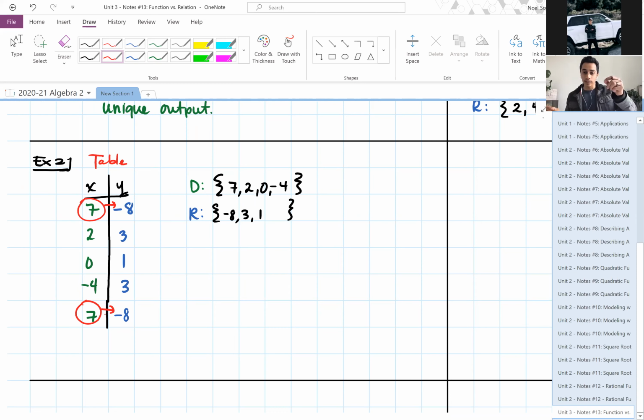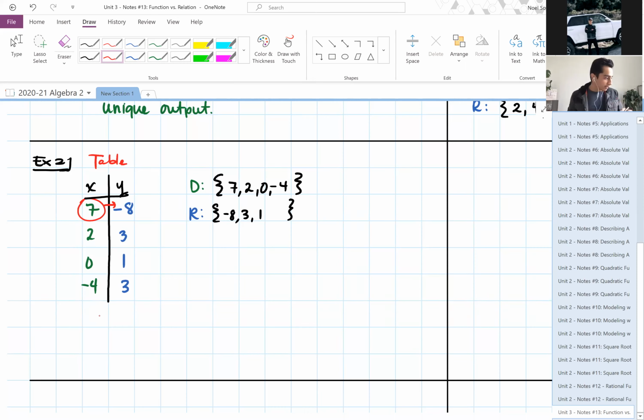When 7 goes in, it can only go to one number for it to be a function. 2 goes in, we only get 3. 0 goes in, we only get 1. -4 goes in, we only get 3. So do we care about the Y value? Not really, okay? The Y value is only important if you see a repeated input. But you always look at what are my X values. So if we go back to the original table, there are no repeated X values, so automatically this is a function.